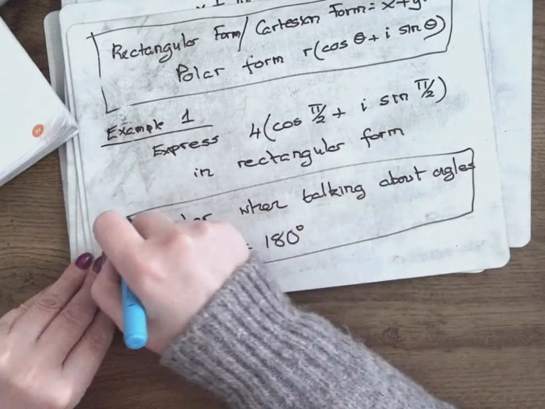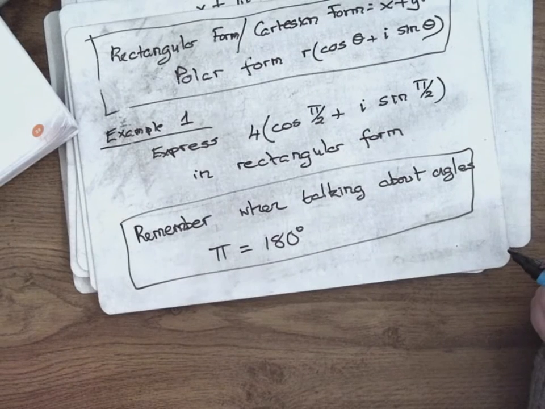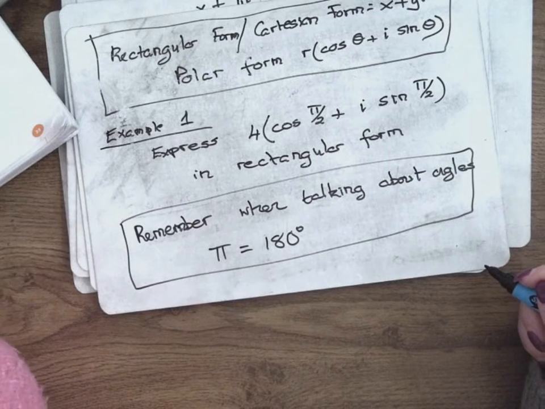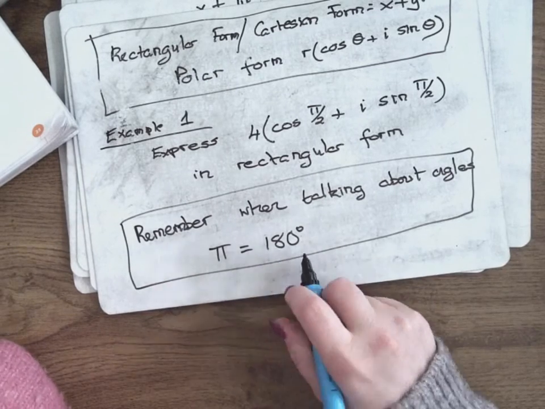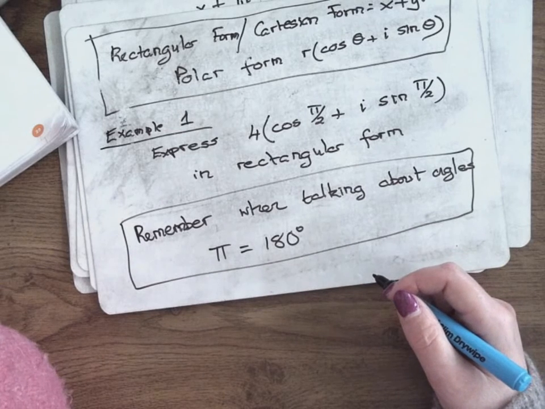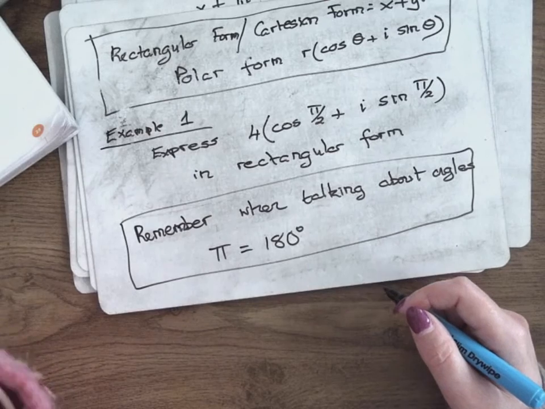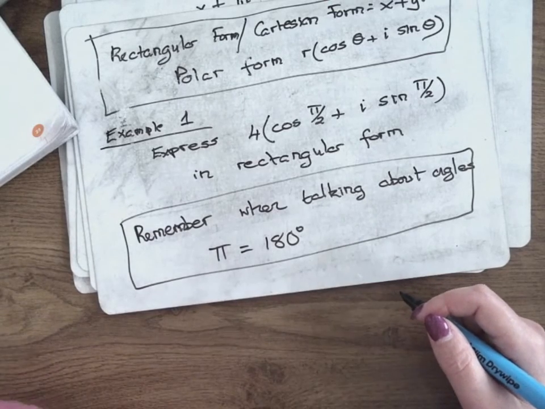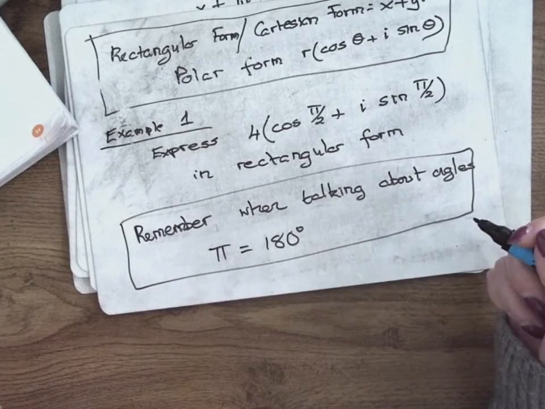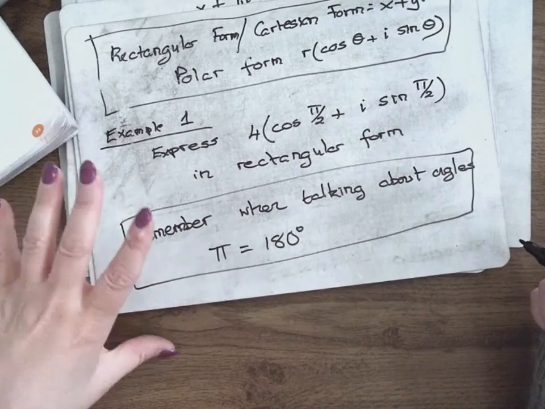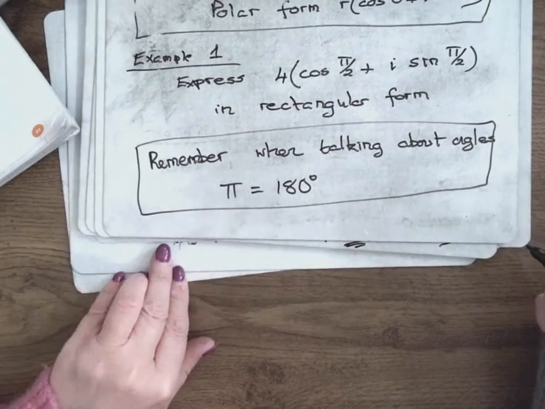Remember, when I'm talking about an angle and you get the sine, cos and tan of an angle, if the words sine, cos or tan are written in front of the pi, pi stands for 180 degrees, not 3.14. If pi is on its own, it's 3.14. But if pi is with sine, cos or tan, it's representing an angle, so the angle is 180 degrees. We'll talk about that more when we get to trigonometry, but for the moment, just remember that.